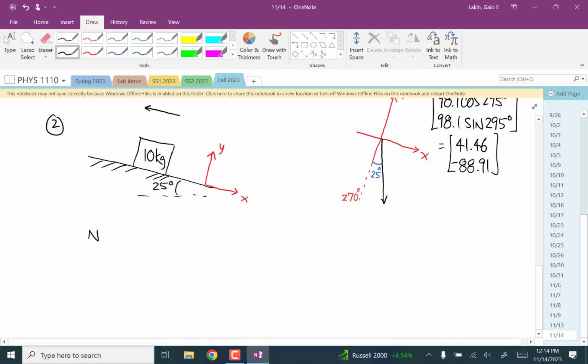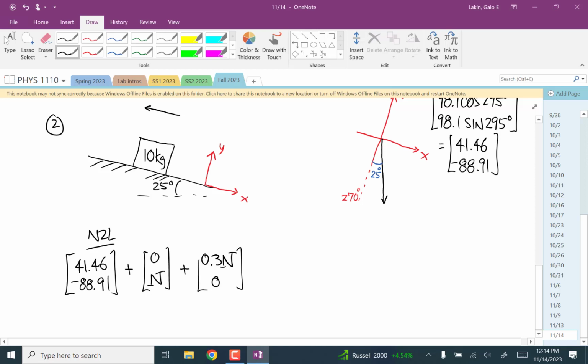Okay, so now we can go to Newton's second law. The components for everything else are simple. So we have the weight force, 41.46, negative 88.91, plus 0 n, plus, I didn't write this down, but the coefficient of friction is 0.3, and then you multiply that by the normal force, and then 0 for y.